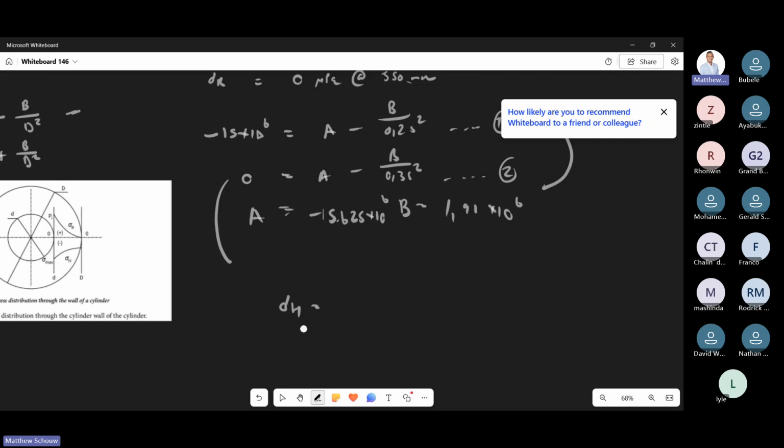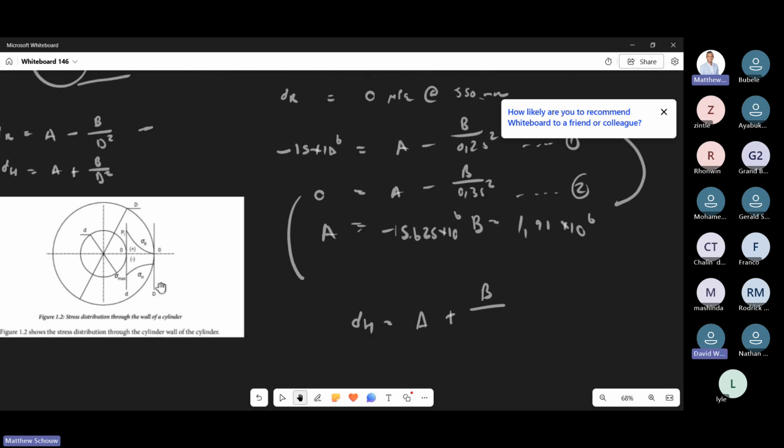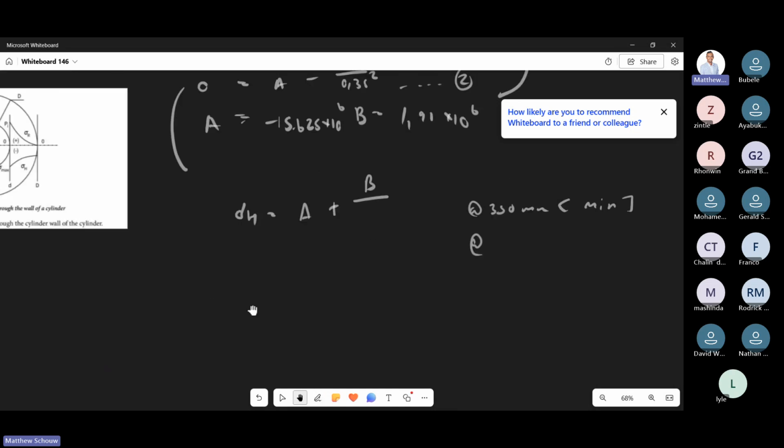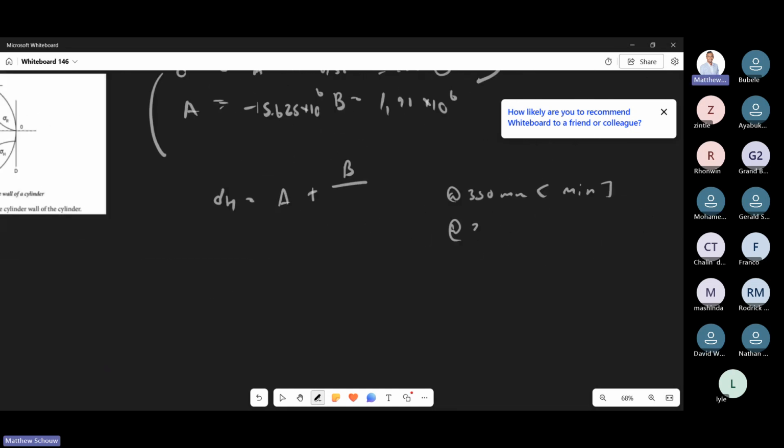Yeah, the hoop stress. And that's going to be, as I said, A plus B over the diameters now, right? So one is going to be at a minimum and one's going to be a maximum. So again, looking at your sketch, big D, let's start with big D. At big D it's a minimum, right? So we're going to say at 350, it's a min. And the other one is 250. It's a max.